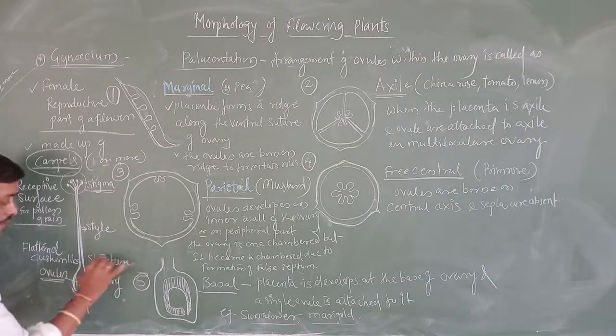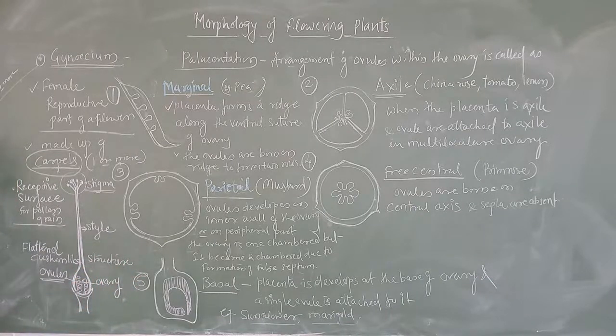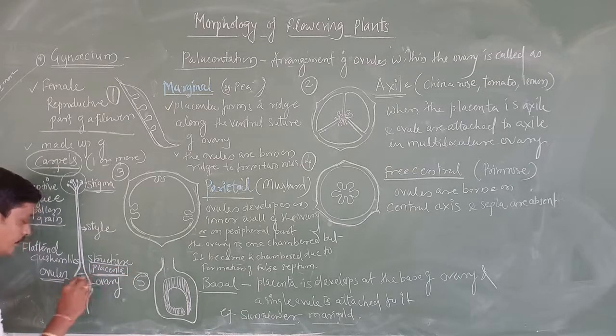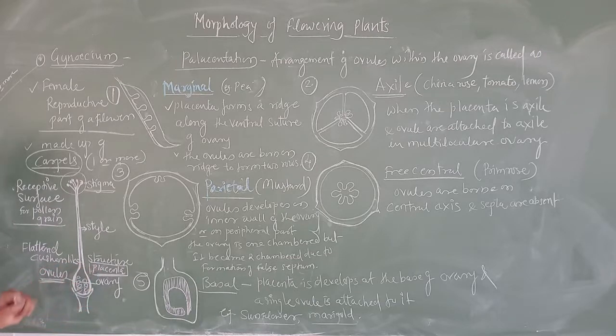Flattened cushion-like structure called as placenta. This is very important. Called as placenta, and on this placenta these ovules are arranged.